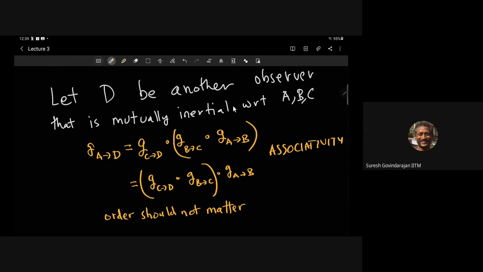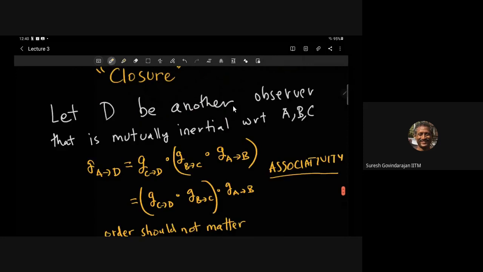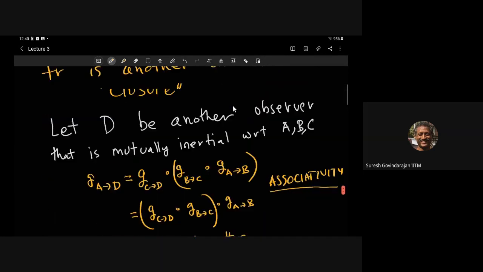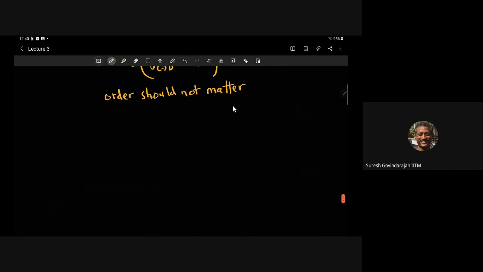So again, this is a very physical statement. You know that this A to D is some unique thing, so whatever way you do it, it shouldn't matter. So associativity also comes. And we'll give one more name for this. This just says that this is an inverse operation. G B to A is the inverse of G A to B, because you compose them, you get identity.